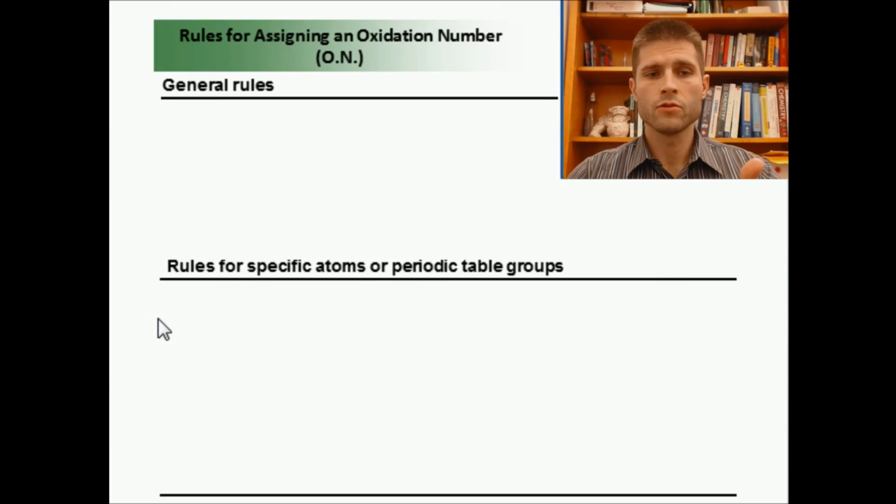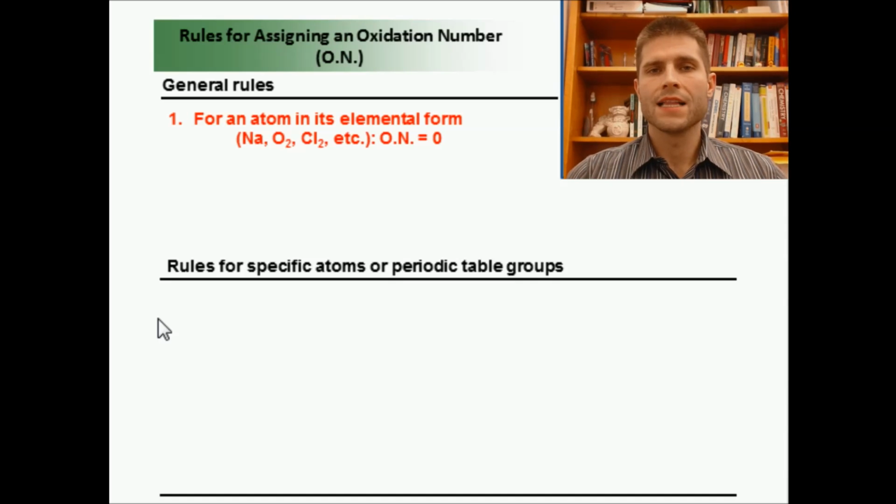We're going to have general rules, and we're going to have rules for specific atoms. So let's look at first the general rules. For an atom in its elemental form, this includes diatomics. If they're just in their elemental form, there's no charge on them. Sodium would be an example of this. O2, which is a diatomic molecule, that's its elemental form here on planet Earth. Cl2, etc. Any of the elements that are on the periodic table are assigned an oxidation number of 0. So this is our first general rule.